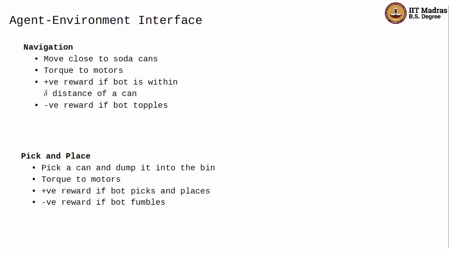Positive rewards could be the bot successfully picks an empty can and places it inside its bin. Negative reward could be if it fumbles, right? If it's not able to, let's say, grip it properly. Things like this. So that's one negative situation that the bot could encounter.